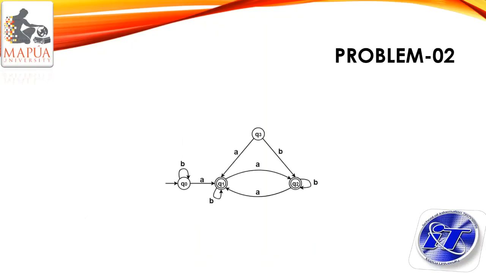Problem 2. We have 4 states, Q0, Q3, Q1, and Q2. Q0 and Q3 are non-final states. Q1 and Q2 are final states. So let's proceed with step 1.